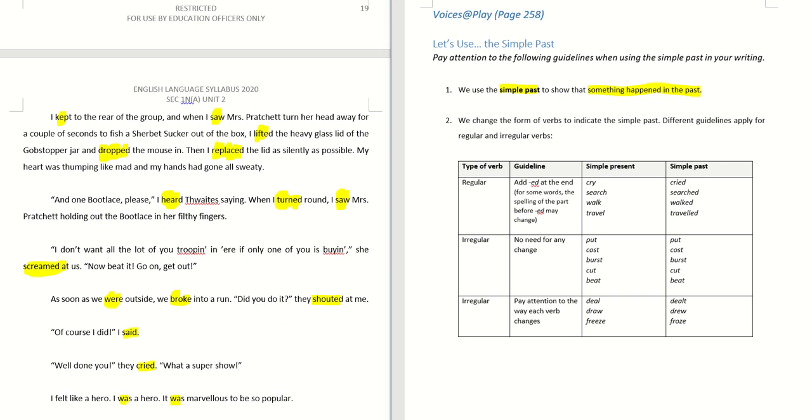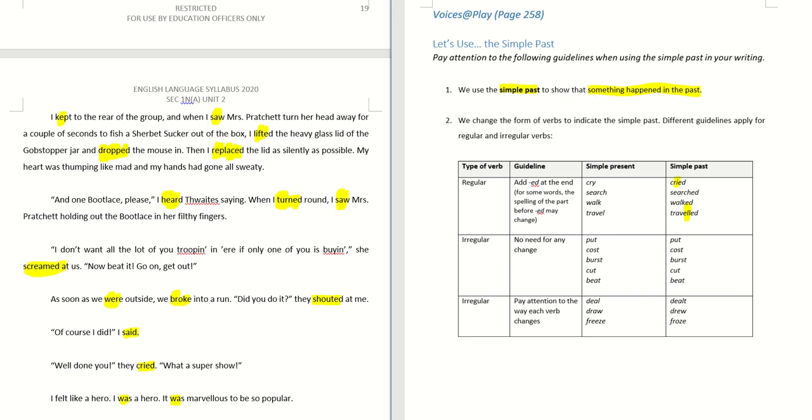Now you change the form of the verbs to indicate the simple past, and there are different guidelines which apply for regular and irregular verbs. So for the regular verbs such as cry, search, walk, travel, you add -ed. And for some words the spelling might change. For example, you can see that cried, the y changed to -ied. Searched, no change. Walked, no change. Traveled is double L-E-D.